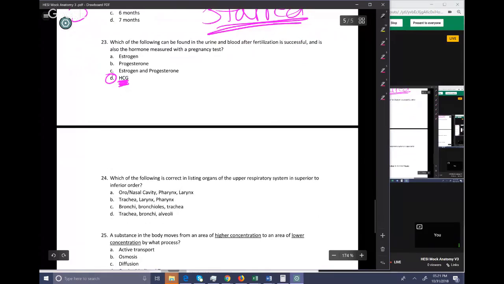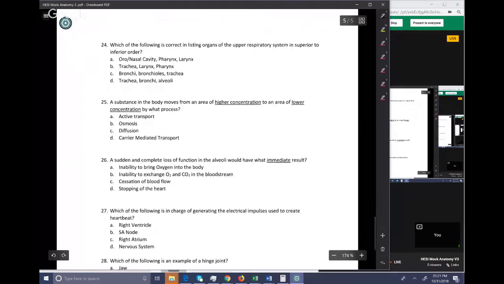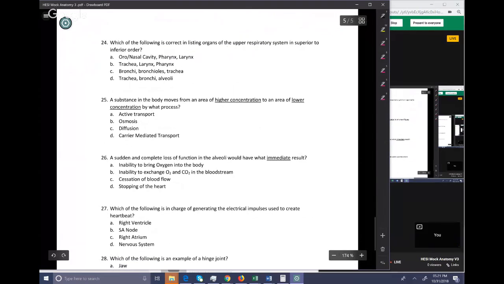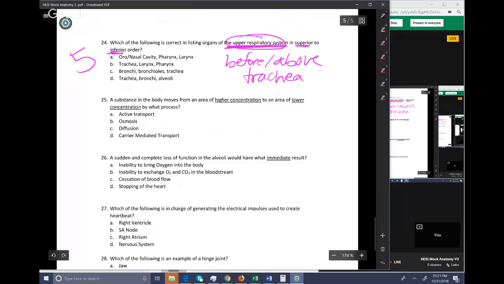24, and that's from Anatomy 3 and 5. Which of the following is correct in listing organs of the upper respiratory system in superior to inferior order? So the upper respiratory is before or above the trachea. I told you to make sure you know that when we discussed Anatomy 5. If you don't know that yet, make sure you go back and get that down. You can't include the trachea with upper, or anything that's below the trachea.